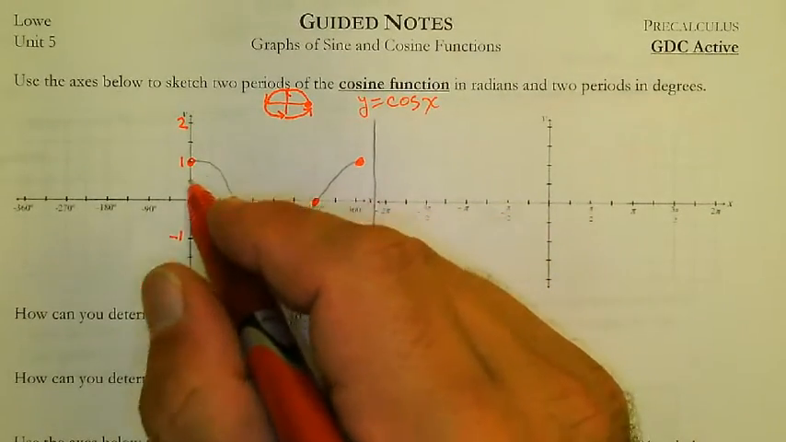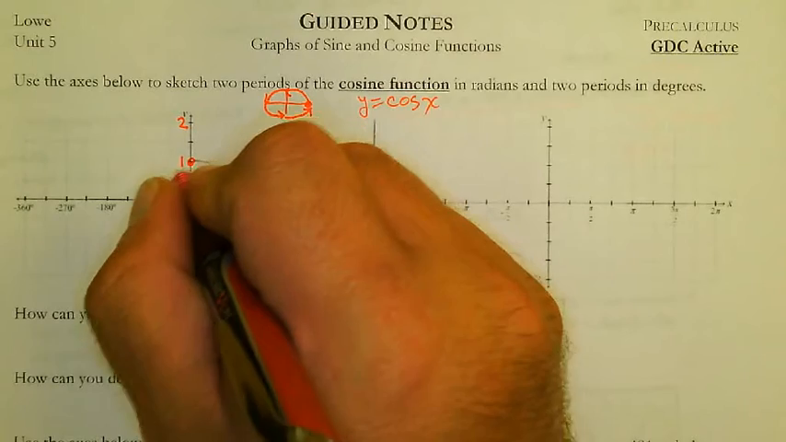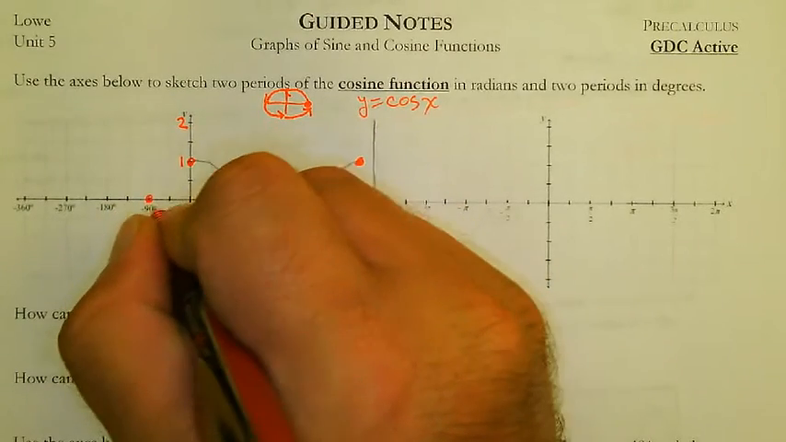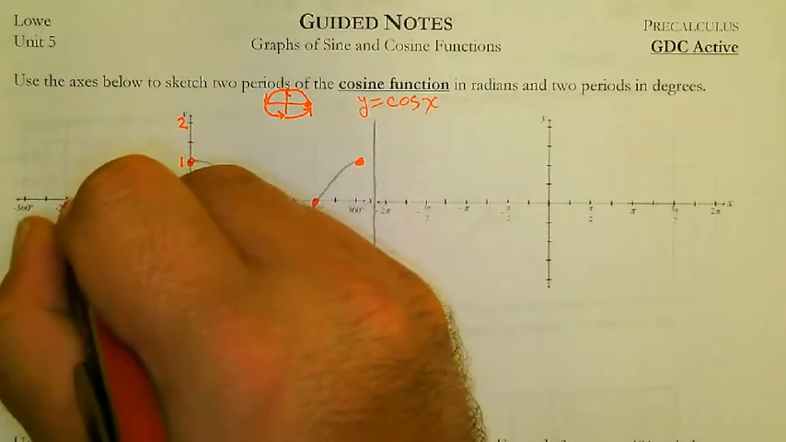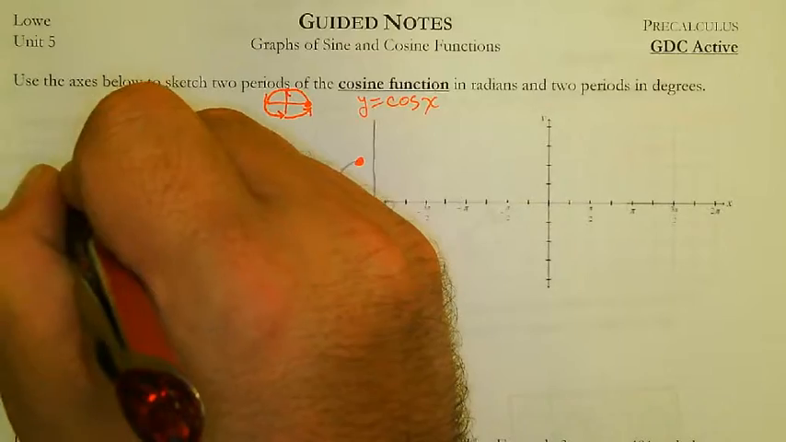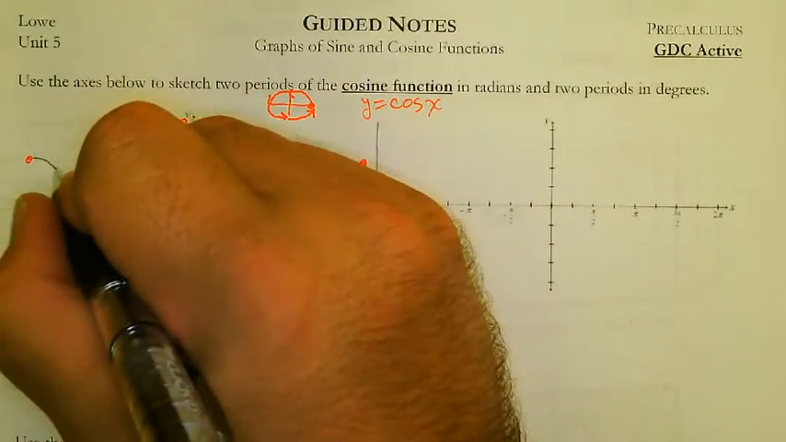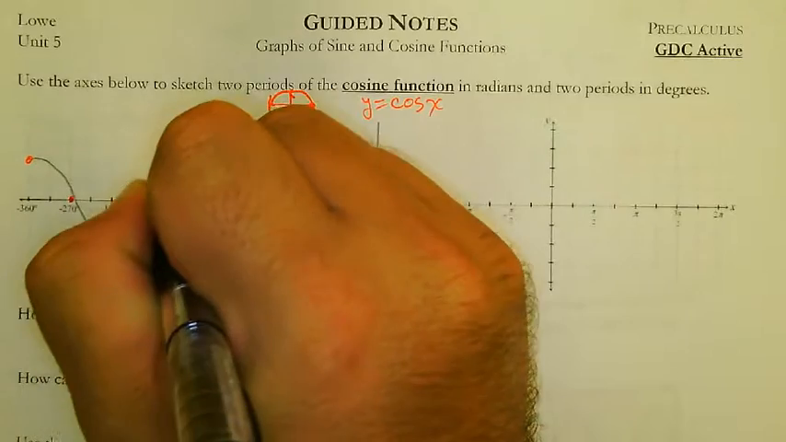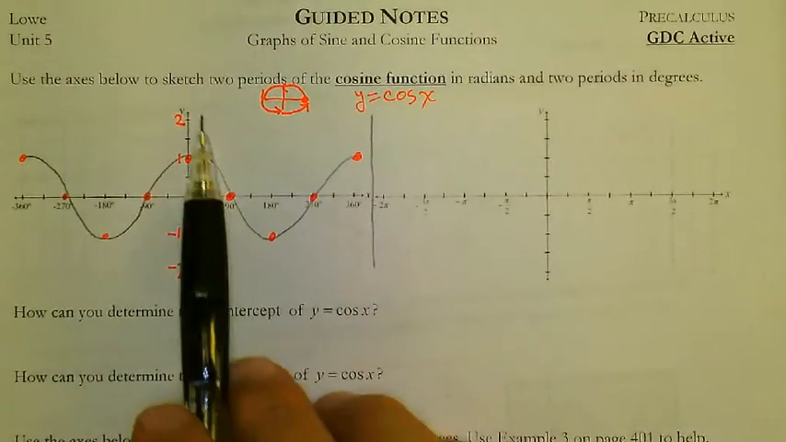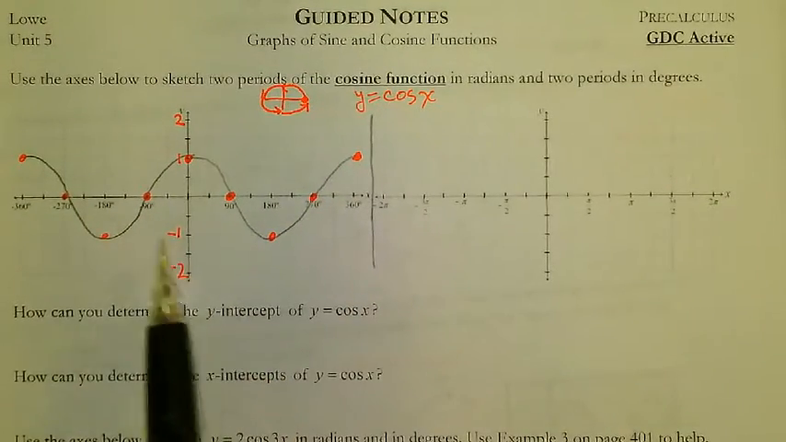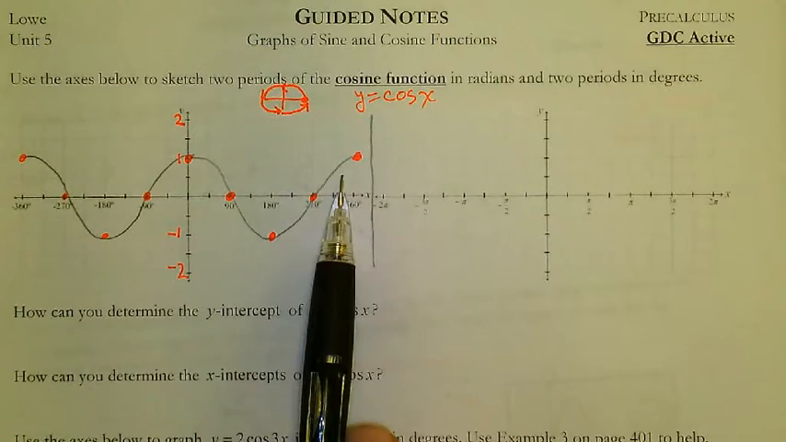And I'm going to follow that same pattern going backwards: 0, -1, 0, +1. I come over here, a smooth wave-like pattern. Make sure the axes are labeled, make sure the points are clearly visible.